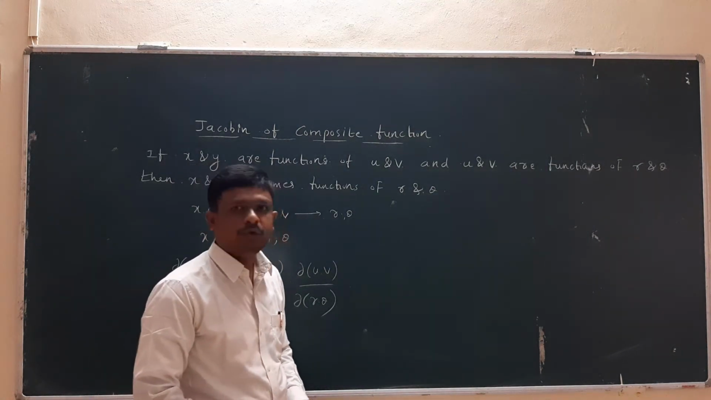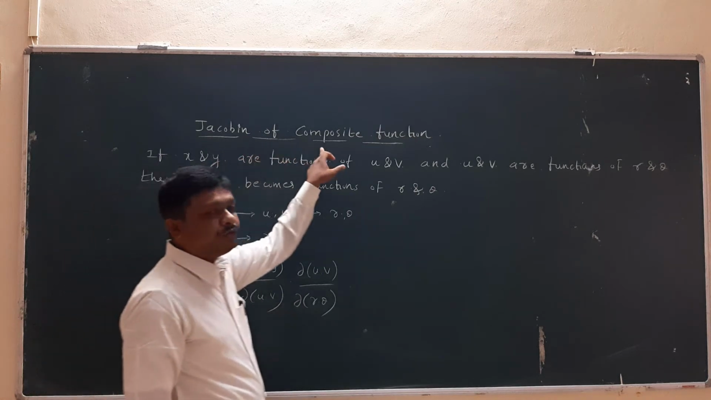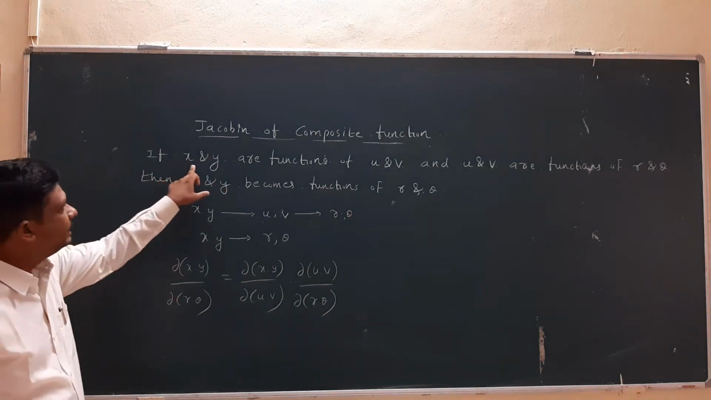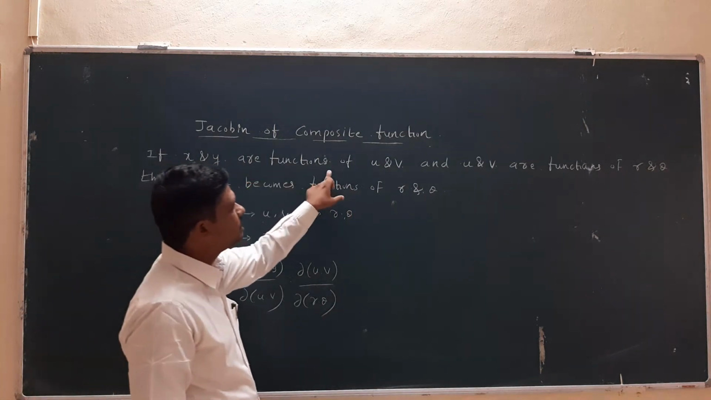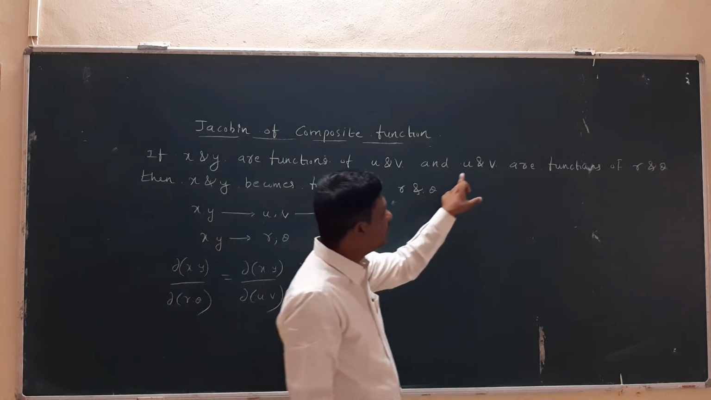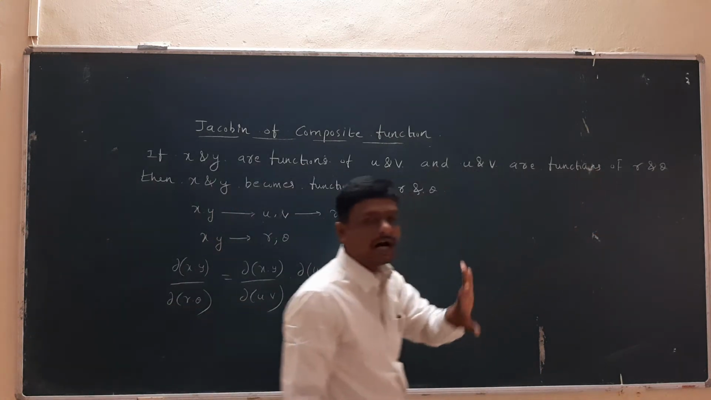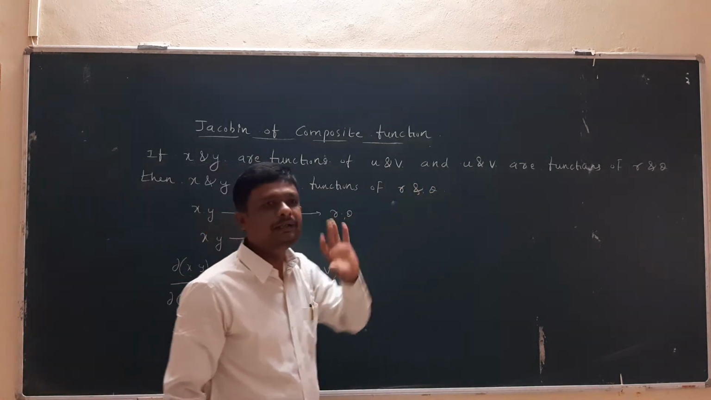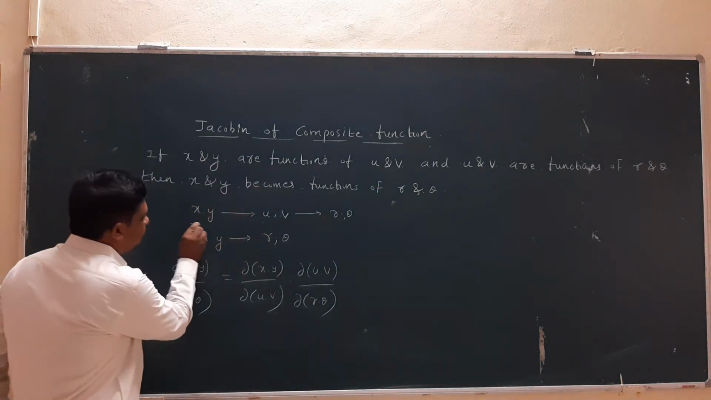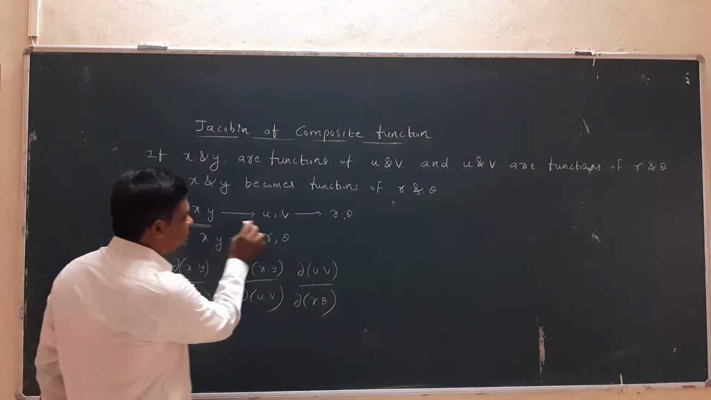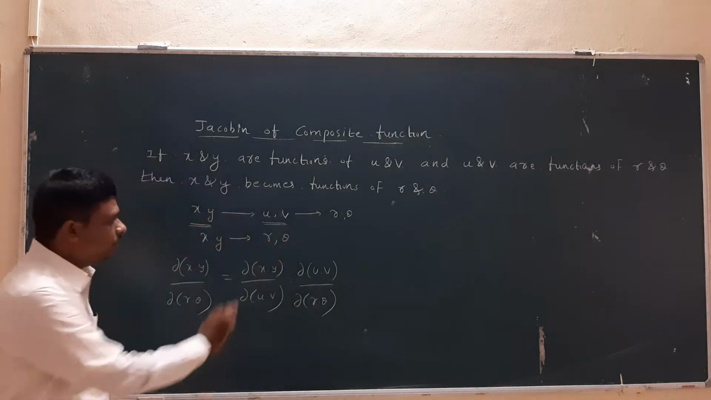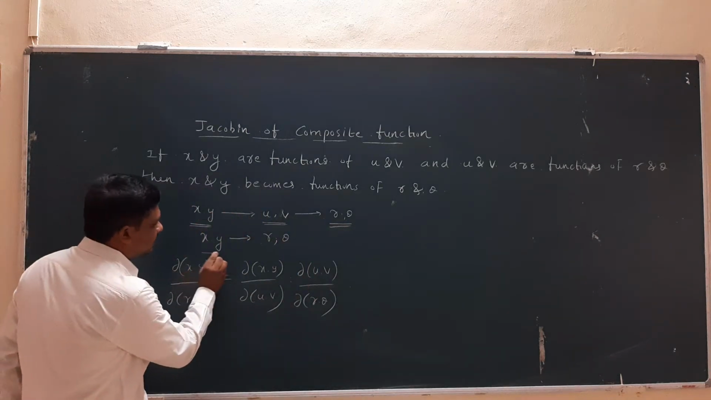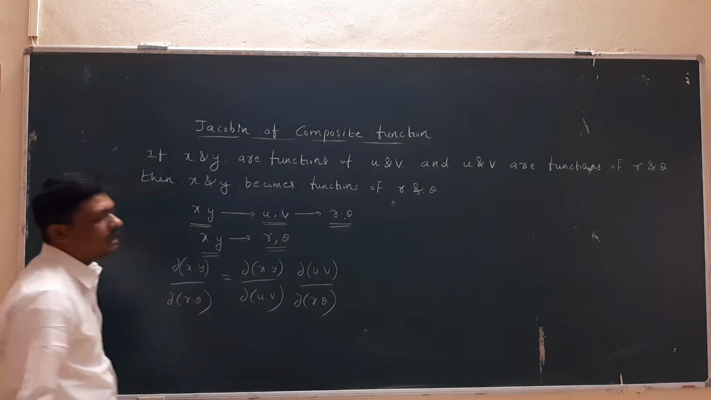Today in this video, I am going to discuss the Jacobian of composite function. So let us see the definition. If x and y are functions of u and v, and u and v are functions of r and theta, then x and y become functions of r and theta. So here x and y both are functions of u and v. U and v are functions of r and theta. This implies x and y become functions of r and theta.